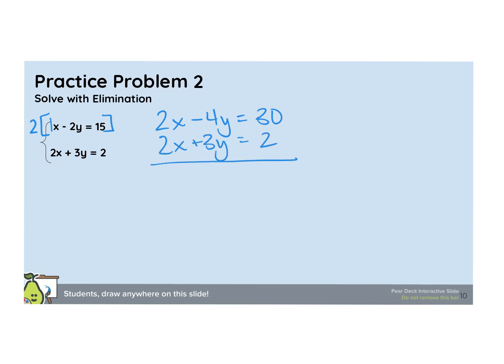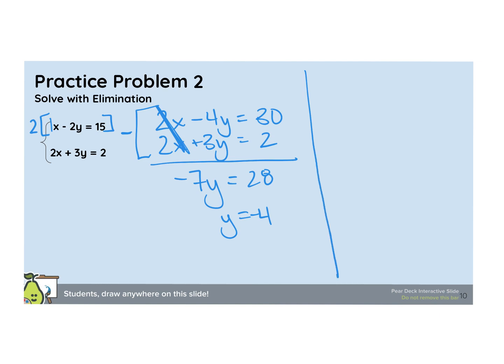Now, do we add or do we subtract? Both of these 2's are positive. They're the exact same, so we subtract because 2 minus 2 is 0. The x's are eliminated. Now we have negative 4 minus 3, which is negative 7. And then 30 minus 2 is 28. Y is negative 4. I'm going to plug that in.